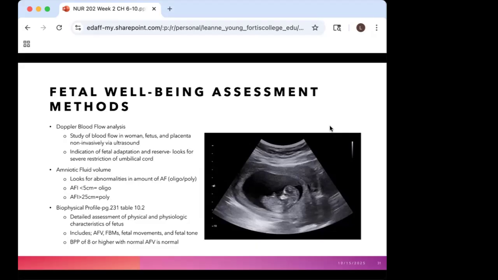And if there's any type of abnormalities noted, further testing can be indicated from that. But this test is a really good indicator of how the reserves are doing, how baby is looking.